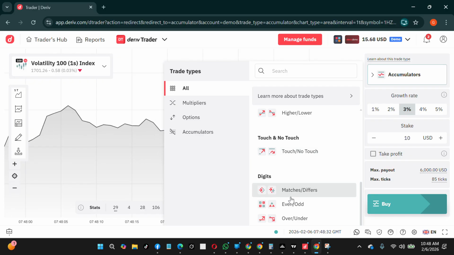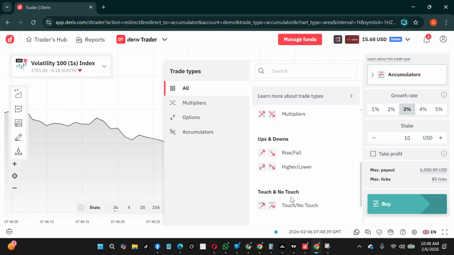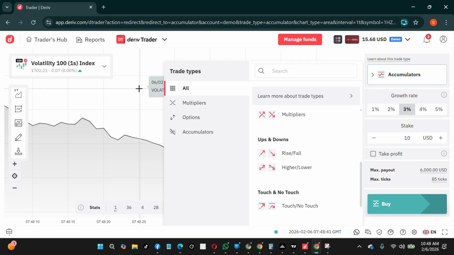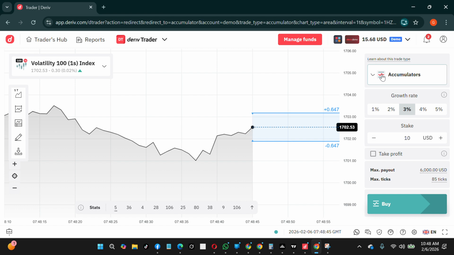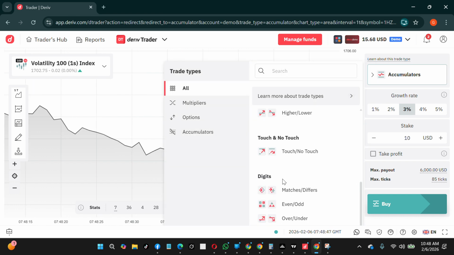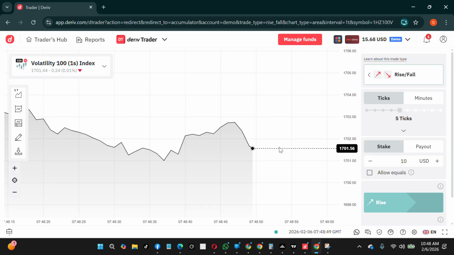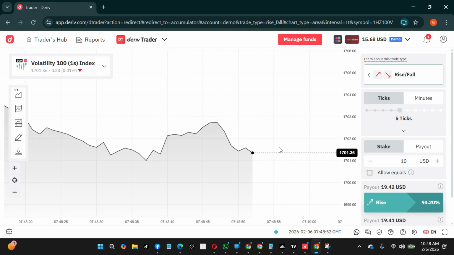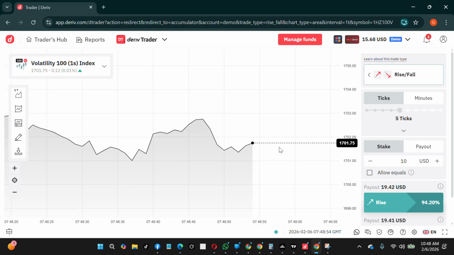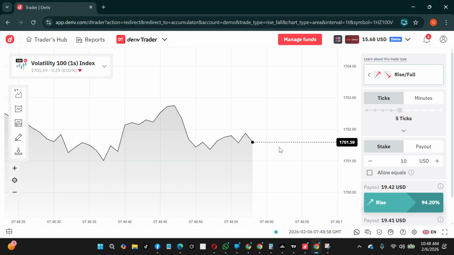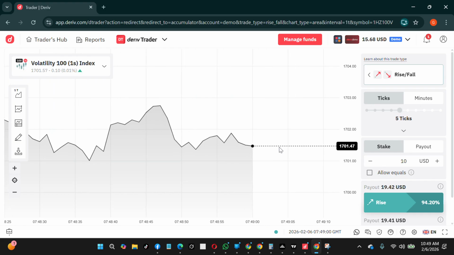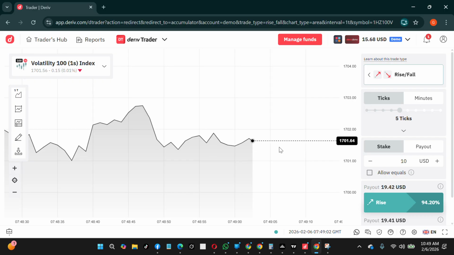So with these digits, we will be predicting digits only. I'll talk about each of them in every session I'll be giving you here. Today we are talking about the rise and fall. If you want to select the rise and fall, you come here to the accumulators, press there, swipe down, find the rise and fall, and select it. This is the only trade type we'll be dealing with that does not contain any digit prediction. You are not predicting any digit. It's all about the price movement.